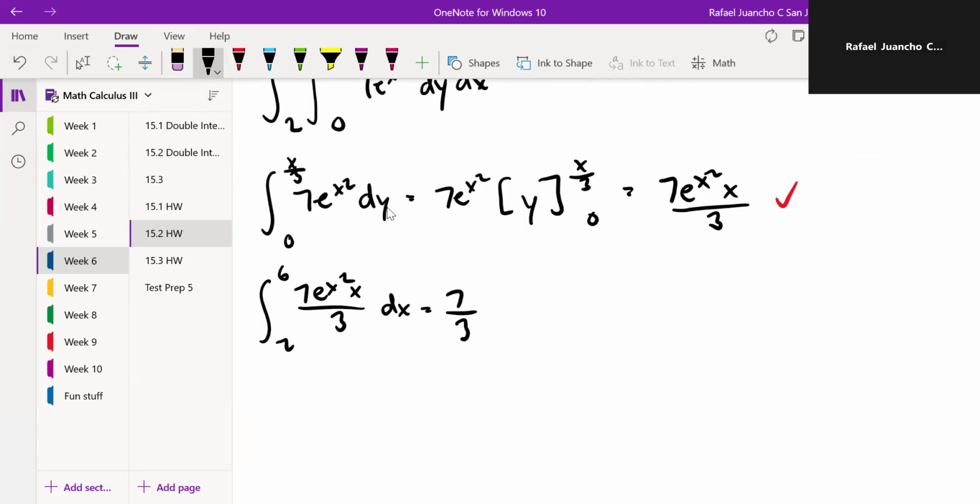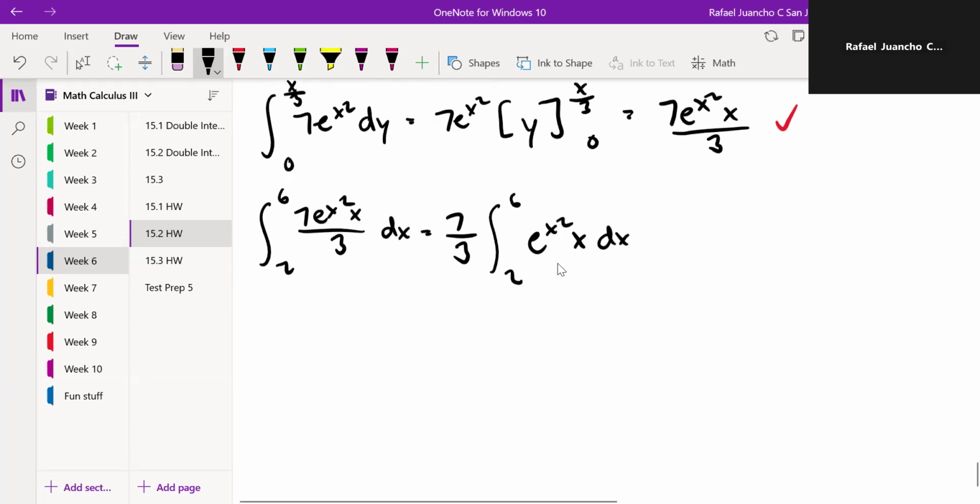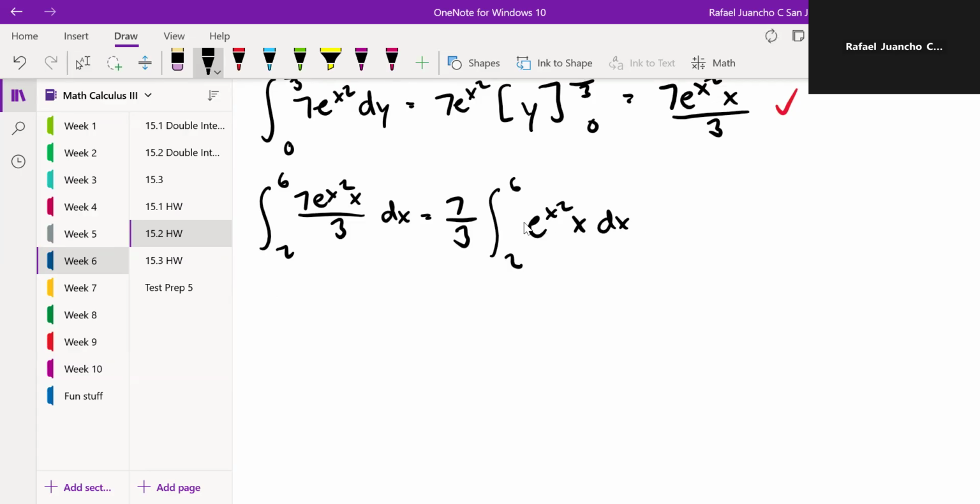I take out my 7/3. Oh, now this is interesting, because now I get something like this. I think I could do a u-substitution here. Let me just try. If my u is x squared, my derivative is 2x dx. So my dx is du over 2x.